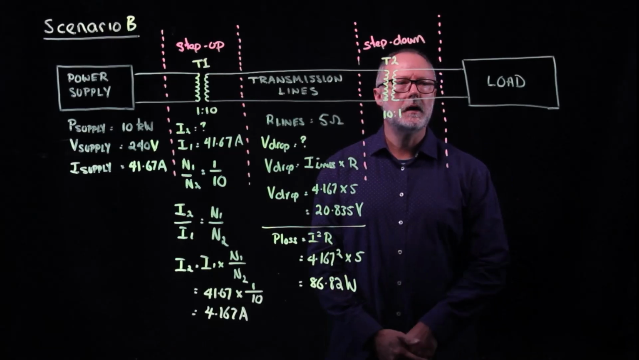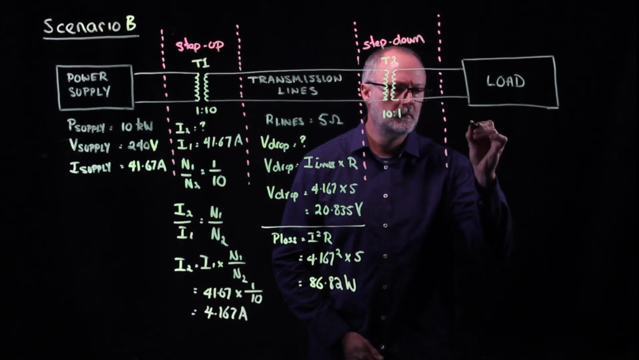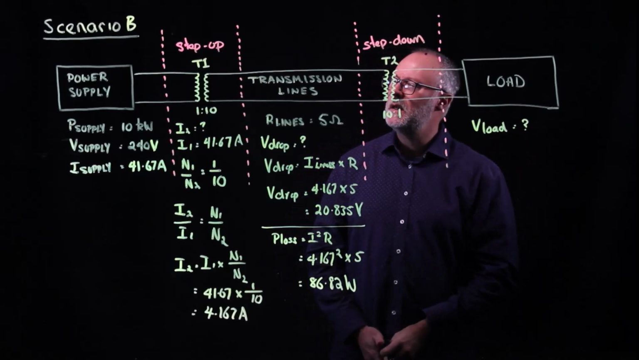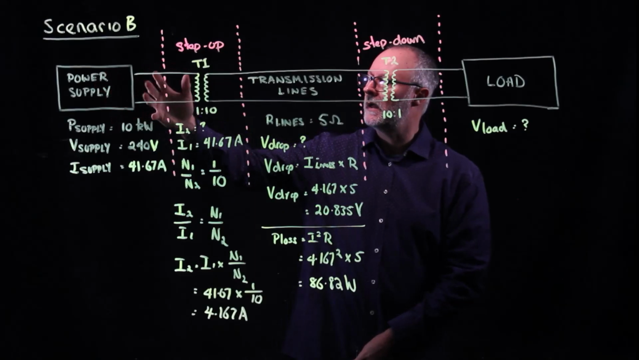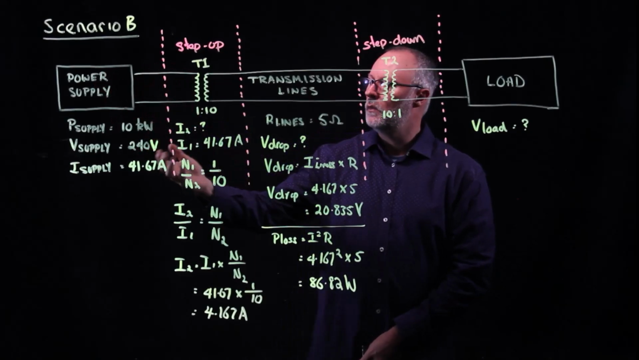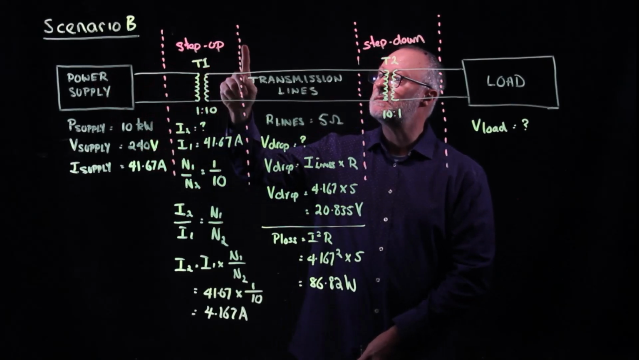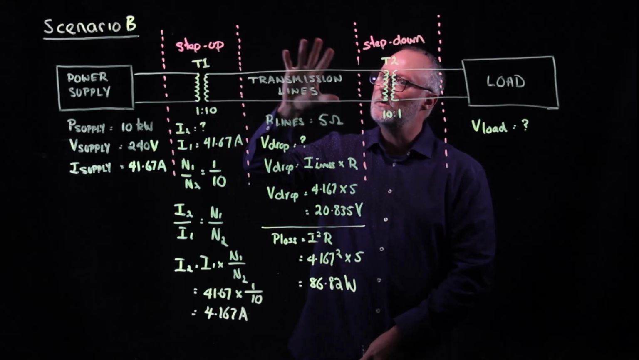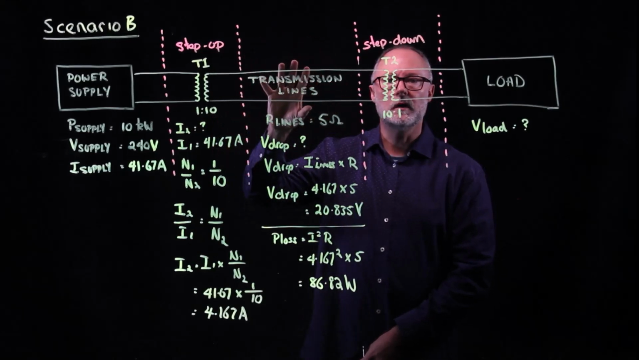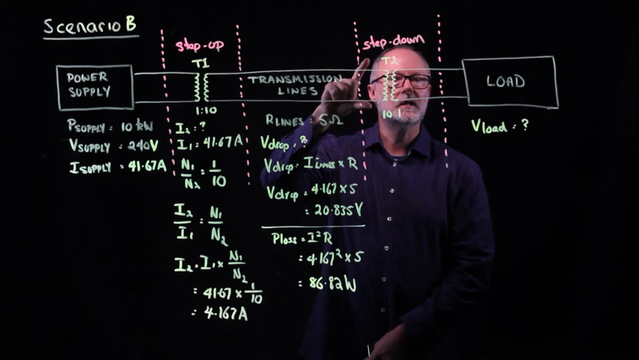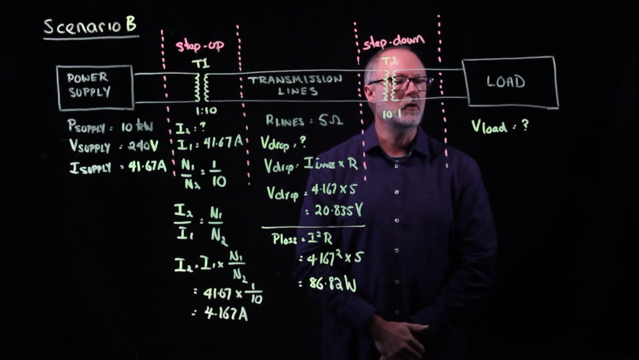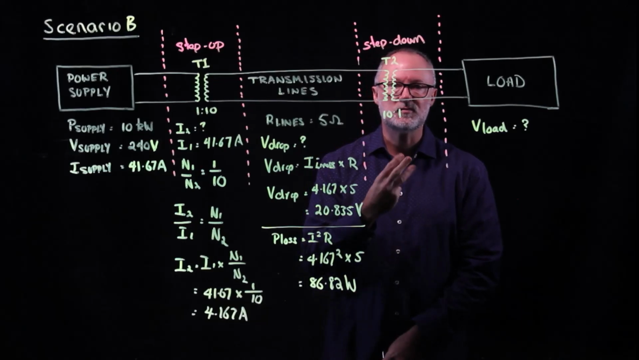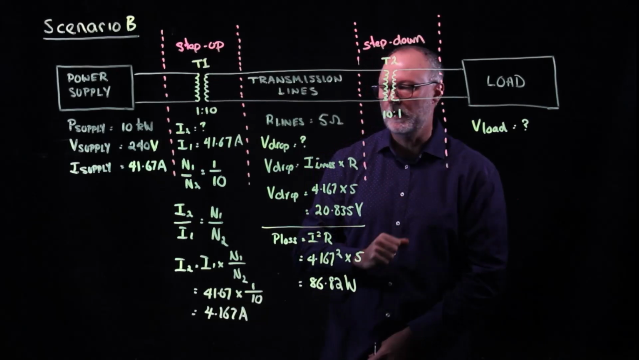We're now asked to work out what is the voltage at the load. Now there's many changes to voltage in this system. First of all, it exits the power supply at a voltage of 240 volts. We then enter the transformer, which steps it up by a factor of 10. We then have voltage drop in the transmission lines. Then we hit the second transformer, which steps it down by a factor of 10. And then finally we have our load voltage. So there's 3 steps you need to consider. Let's look at these one at a time.